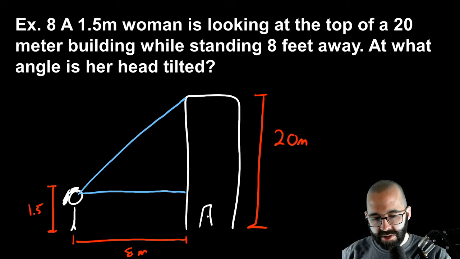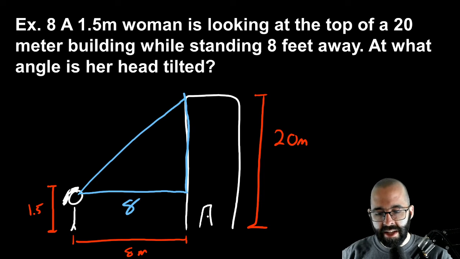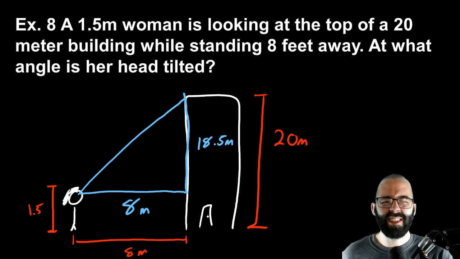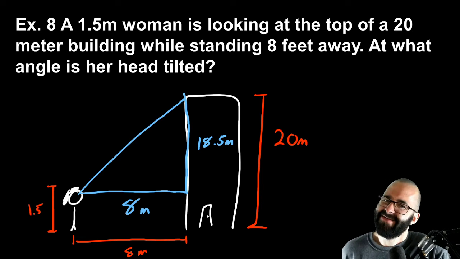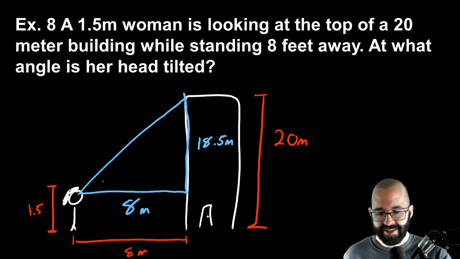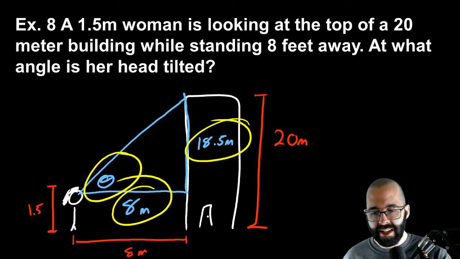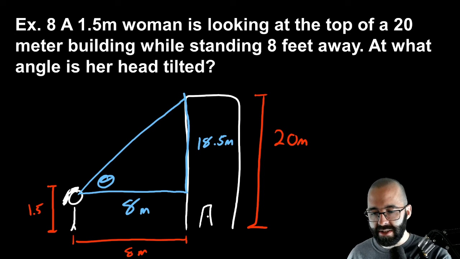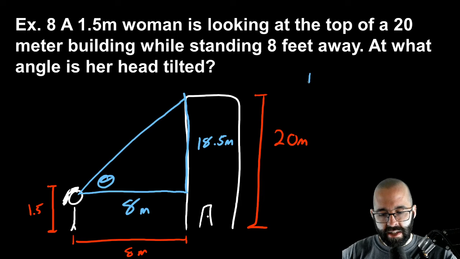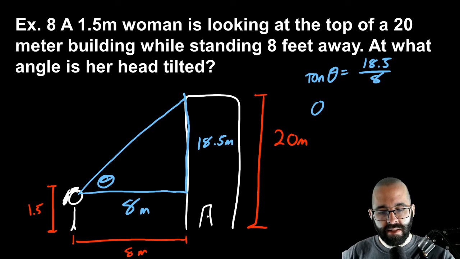So in this triangle, what are the dimensions? Well, this is still 8 meters. This is 18.5 meters, right? 20 meters minus 1.5. We're going to assume her eyes are at the top of her head, which is not totally a correct assumption. We're looking for this angle. How do we relate an angle, its opposite, and its adjacent? Tangent. Okay, so tangent of theta is opposite over adjacent. Theta is going to be the inverse tangent of 18.5 over 8.